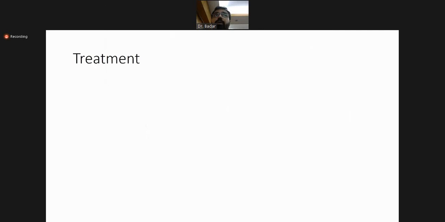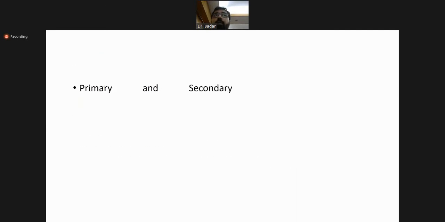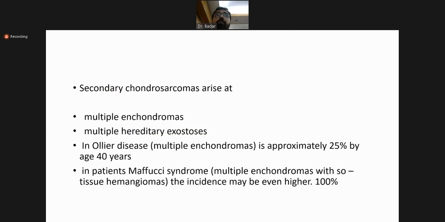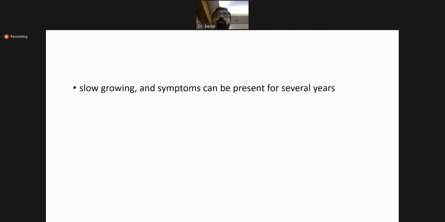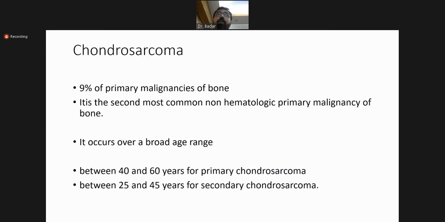So what is the treatment? Treatment, what we discussed, depends upon the stage. Stage 1 and 2A, wide margin resection. 2B and 3 is limb salvage versus amputation, depending upon the expertise and discussion with the patient, whether limb salvage will be beneficial or not. So same slides as what I have shown.